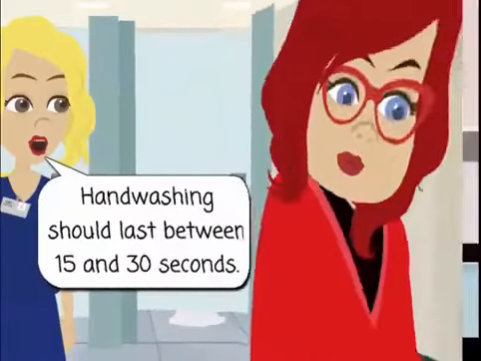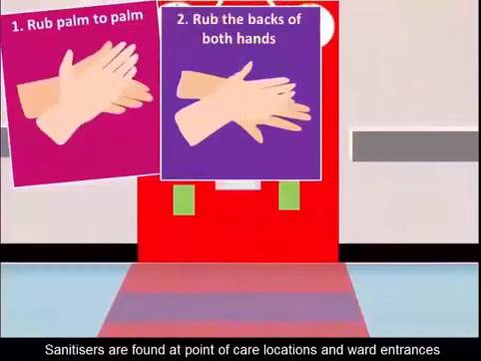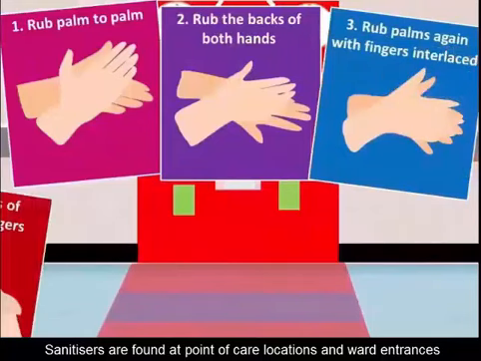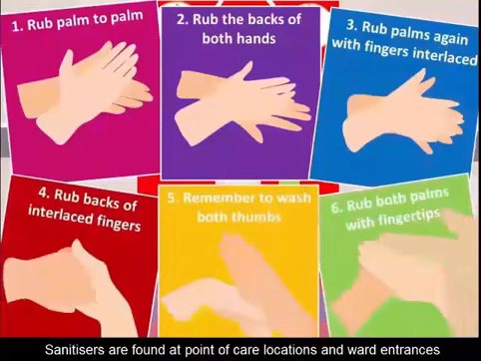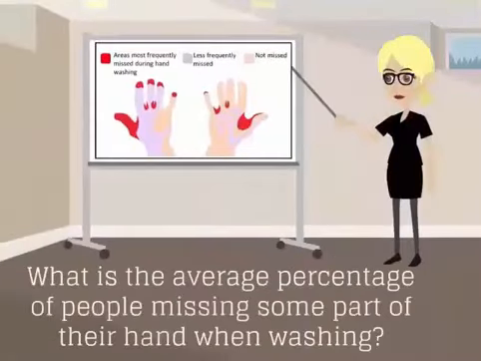Hand-washing should take between 15 and 30 seconds. First, we need to rub palm to palm. Then, rub the backs of both of your hands before rubbing your palms again. This time, you're interlacing your fingers. Rub the backs of your interlaced fingers, don't forget to wash your thumbs, and then finish by rubbing both palms with your fingertips. It's quite common for hands not to be washed properly.